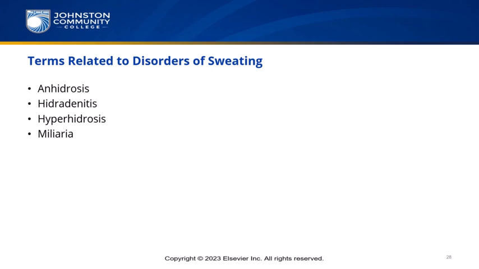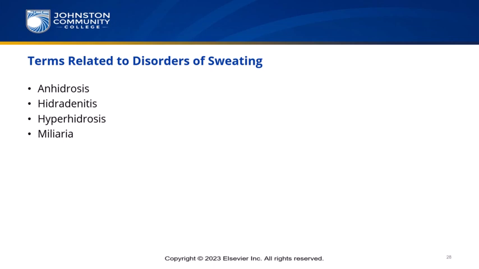Why is this bad, you might ask? Because sweating is a mechanism to help control the body's temperature. Next, we have hidradenitis, which is an inflammation of the sweat glands. Hidraden is our combining form, which is a compound combining form from hydro for sweat and adeno meaning gland. The suffix itis we know means inflammation. Therefore, it's inflammation of a sweat gland.